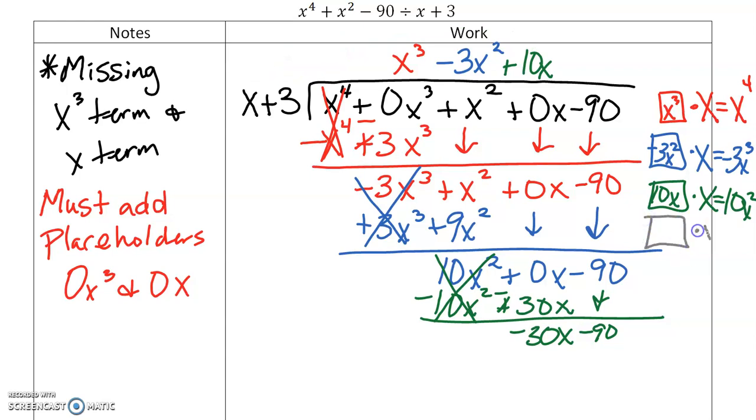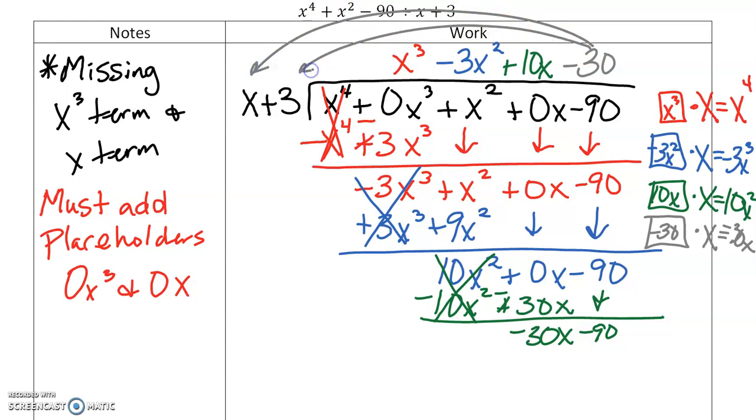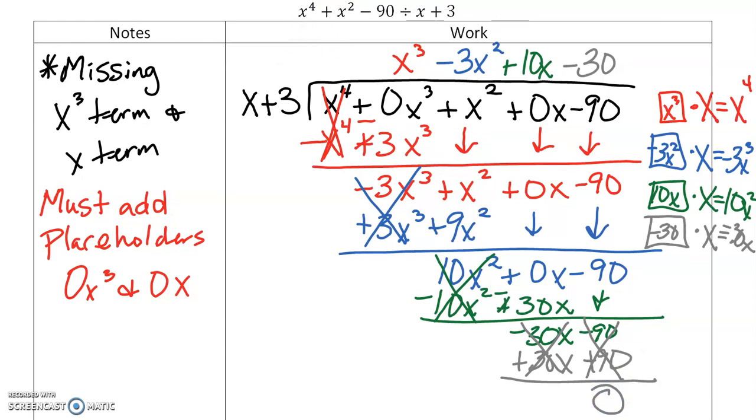What times x equals negative 30x? Well, we just simply need a negative 30. Plug in my negative 30. I am going to distribute. So I get a negative 30x minus 90. Draw the line, change the signs. My x's cancel, and my negative 90 and my positive 90 cancel. So I have no remainder. So since I have no remainder, that means that my answer is just simply x cubed minus 3x squared plus 10x minus 30. Okay?